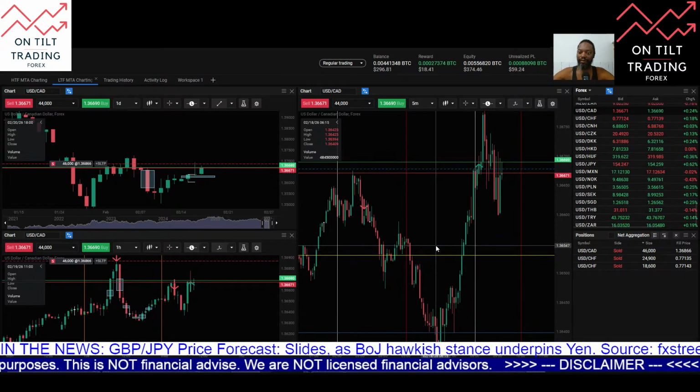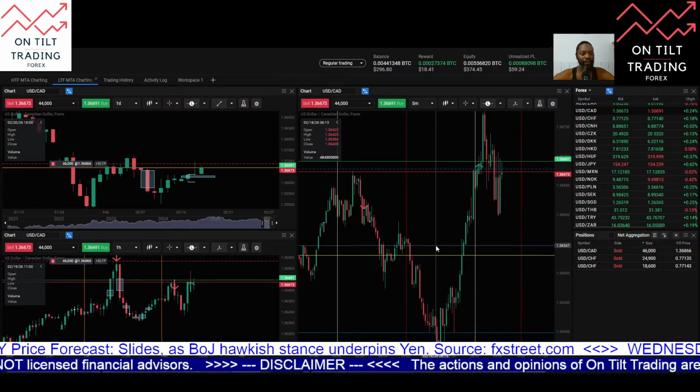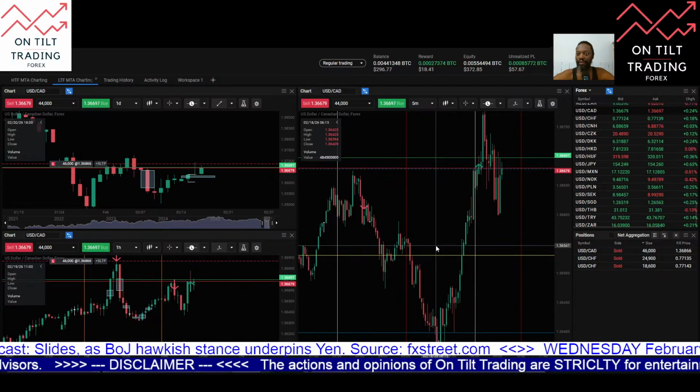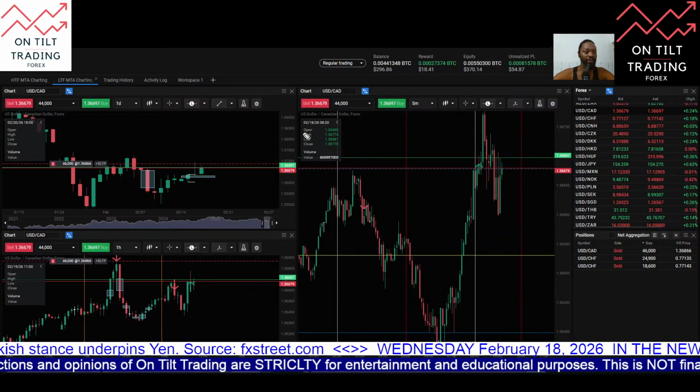Dollar CAD and dollar Swiss. I also have a pending order out in Kiwi dollar as well. I'll walk you through what I have trading, starting top down.